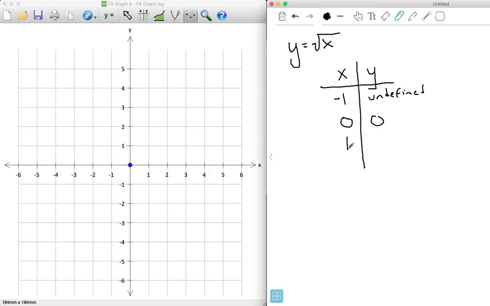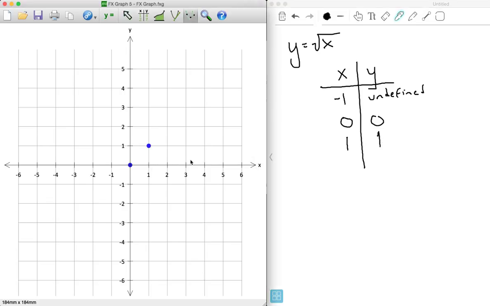Coming back, when x is 1, the square root of 1 is 1. So we get the point (1, 1). Right now we're looking like y equals x squared a little bit. For the next value I could pick 2.